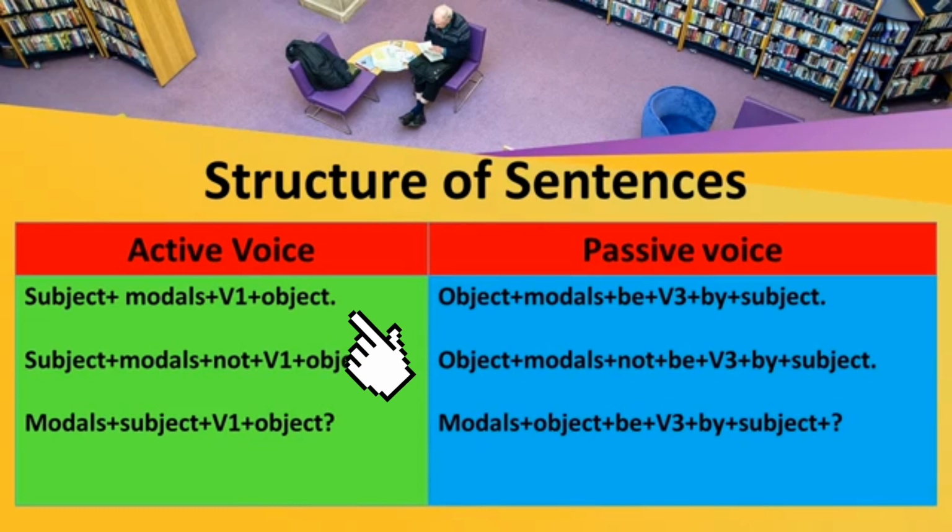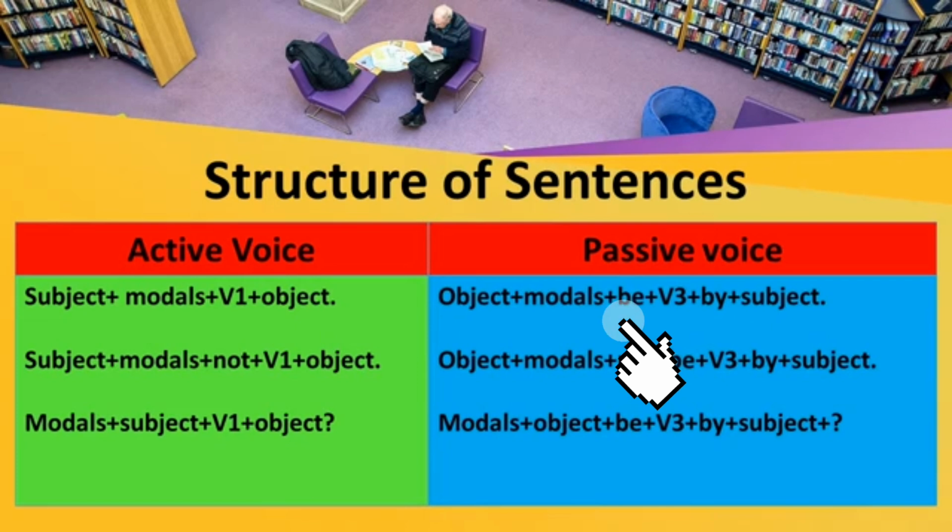As you can see, the structure of affirmative, negative and interrogative sentences is written there. So the first one is affirmative sentences. Active voice structure is subject, modals like can, could, may and might, and then first form of verb and after it object. So keep in mind we use first form of verb after all the modal verbs.